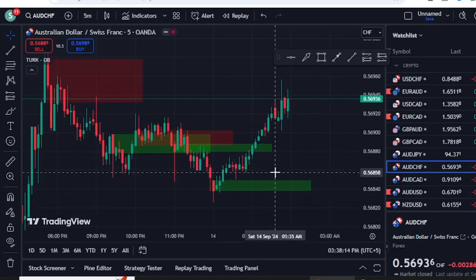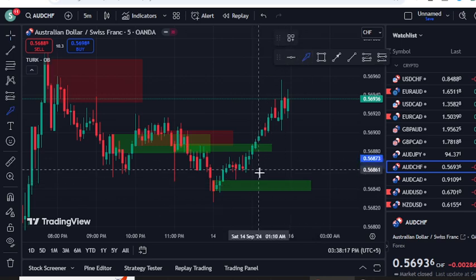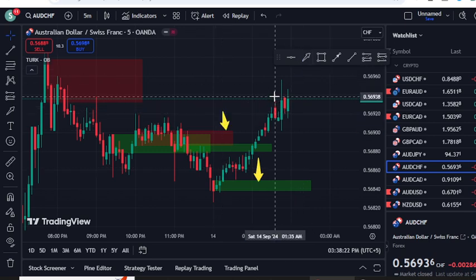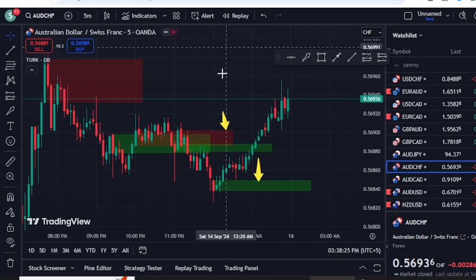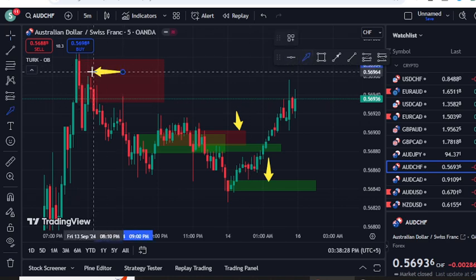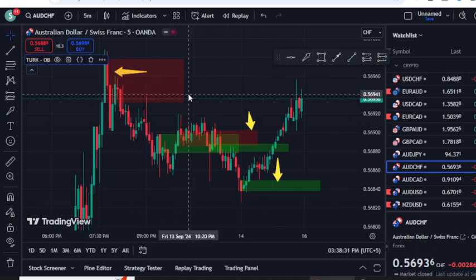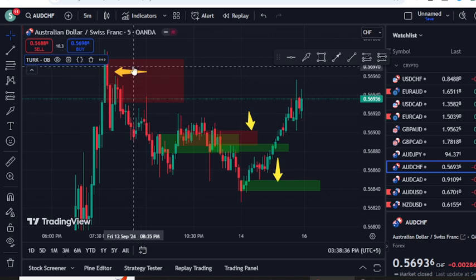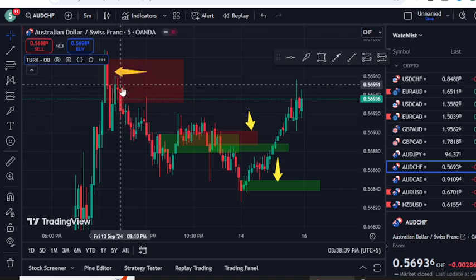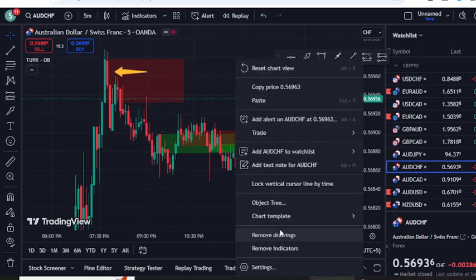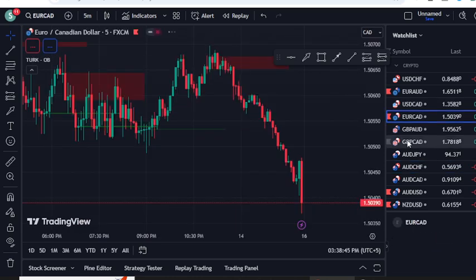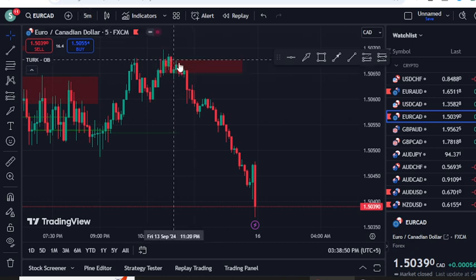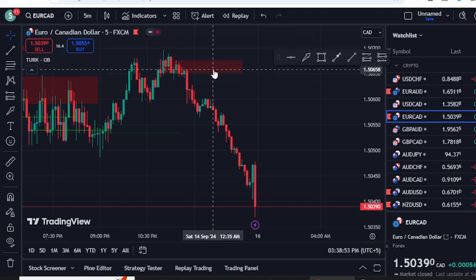Now if you look at these areas, these are special areas where institutions, big banks, and financial authorities are going to do some sort of activity at these levels. For example, as you have seen from the red area, this was basically an institutional bank level, so you can see the price was rejected from that level. That was the point where price reacted and dropped. These levels will be very useful in finding the reactions from the institutions. For example, if you look at the EUR/CAD 5-minute chart, you can see it is rejected from the pivot level.